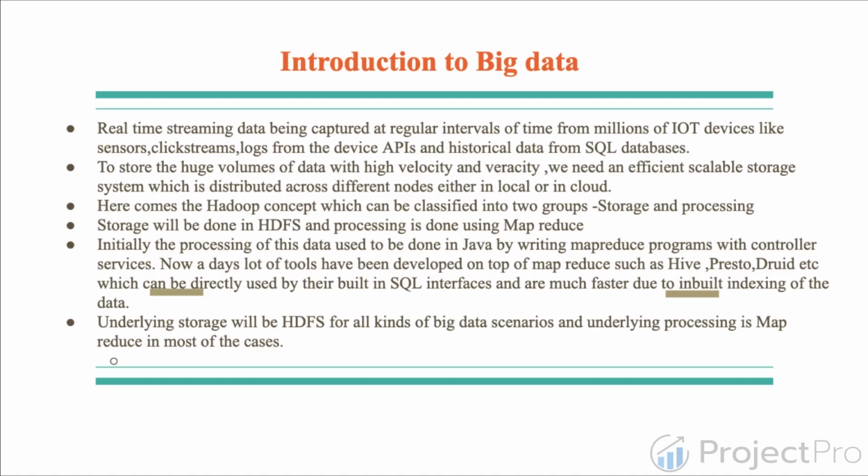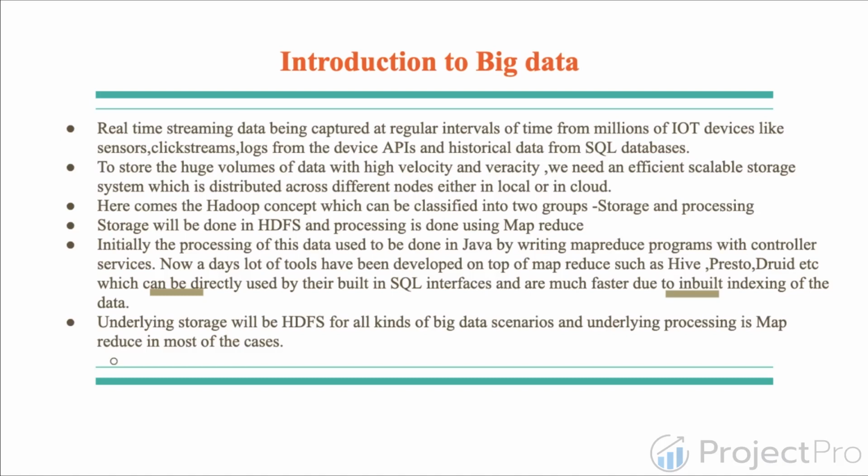Before moving on to what event data analysis is, let's learn what big data is. Event data is a kind of data which will be generated every second or every interval of time, so it has to be captured first, then stored somewhere, and then analyzed. That real-time streaming data can be captured at regular intervals from millions of IoT devices like sensors, logs, and device APIs. Real-time streaming data as well as historical data present in SQL kind of databases can both be stored in a distributed system and analyzed.